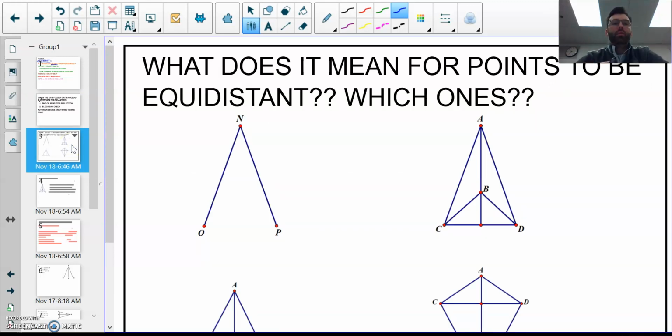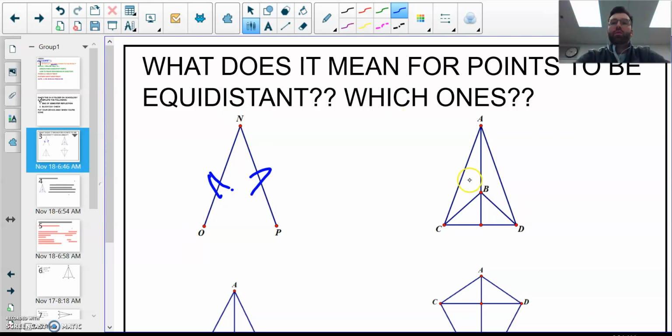All right, well, welcome back. We're talking about equidistant points. Equidistant points are exactly what they sound like. They're points that are equal in distance from another one. So if I look at this here, by marking these two with these two tick marks, I can say that O and P are equidistant from N.